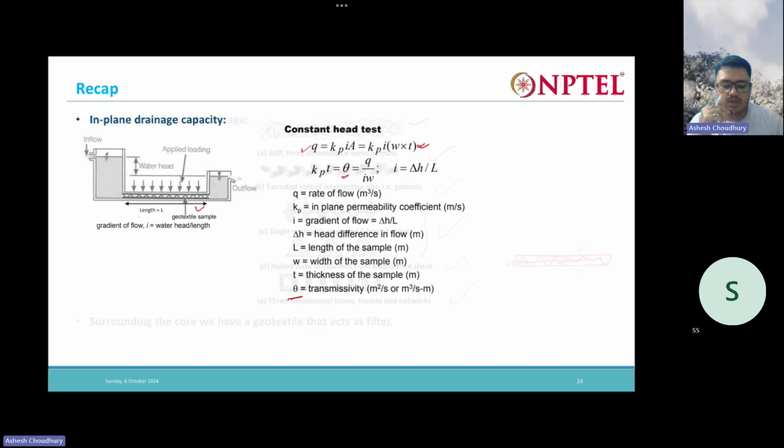For any geotextile, if you want to find its capacity for drainage, you need to do the in-plane drainage capacity test, such as the constant head test, where you allow water to flow through the geotextile across a constant head and then calculate the transmissivity. In the case of filters we calculated permittivity, and in the case of drainage we calculate the transmissivity.